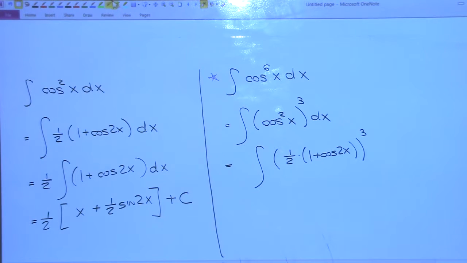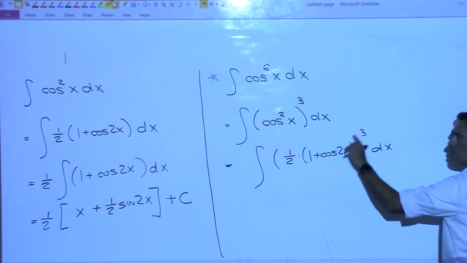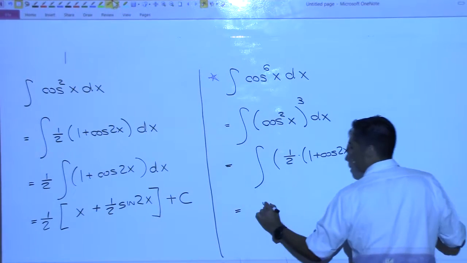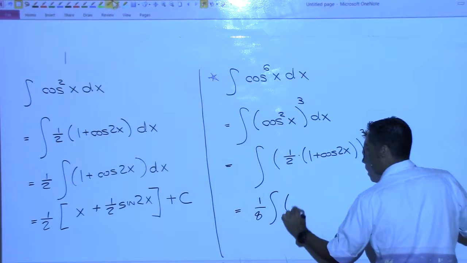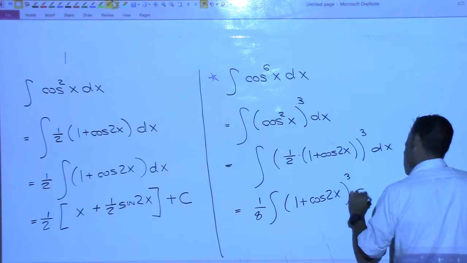Now what we're going to do is apply the cubed. So I'm going to cube the half and then cube this. So this is going to become 1/2, 1/2, 1/2. That's 1/8. Take it out of the integral. And then in here, I still need to do 1 plus cosine 2x, but I need to cube that dx.